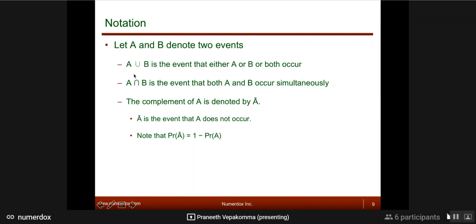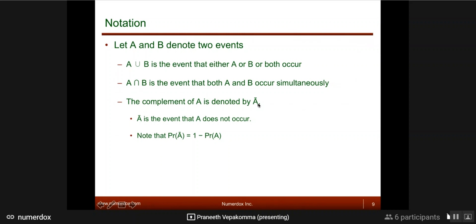So now we're looking at two events, right? So this is the notation for both events occurring. So it's like an OR notation. So either A or B occurs is what you're trying to denote with this notation. A intersection B is like both occur at the same time. So it's like an AND kind of notation.